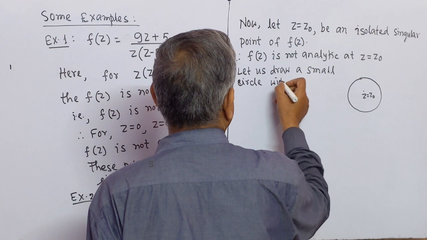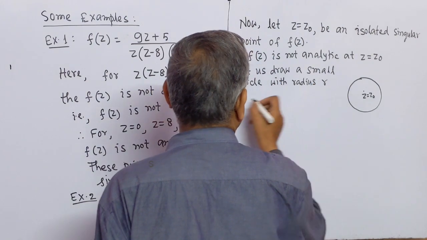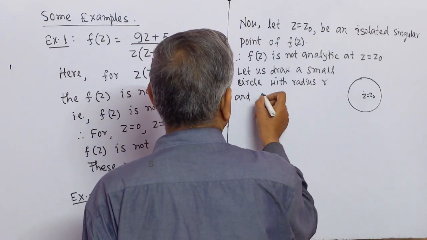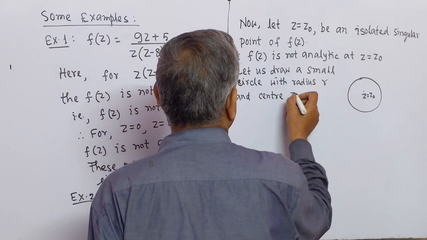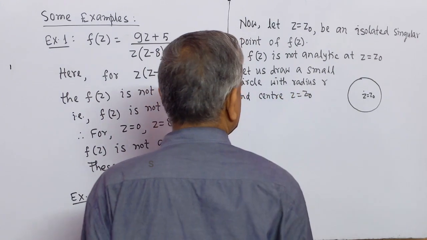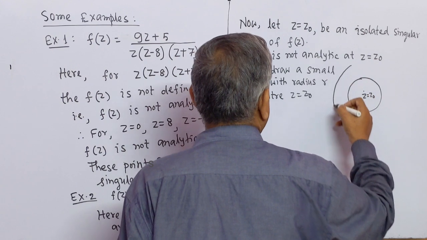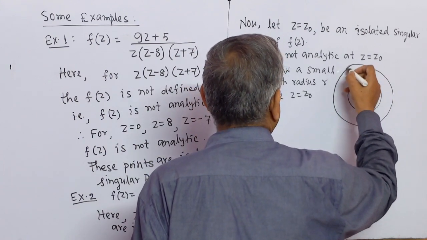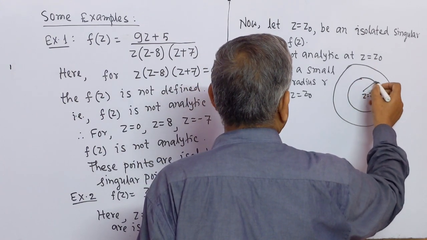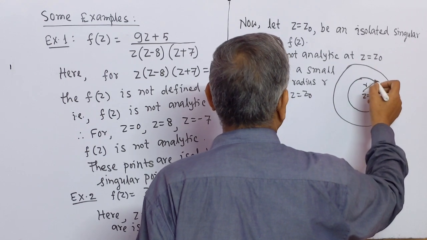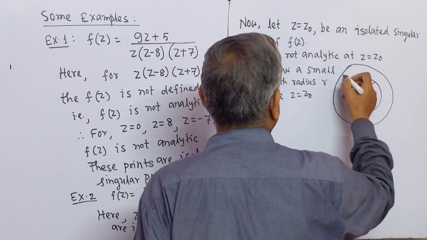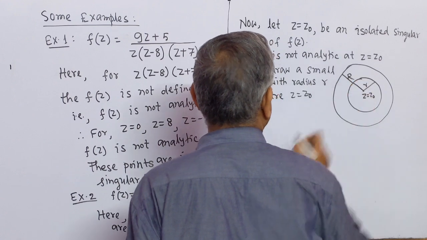With radius r and center z equal to z naught. Now let us draw another circle. The radius of the circle is small r and the radius of the circle is capital R.